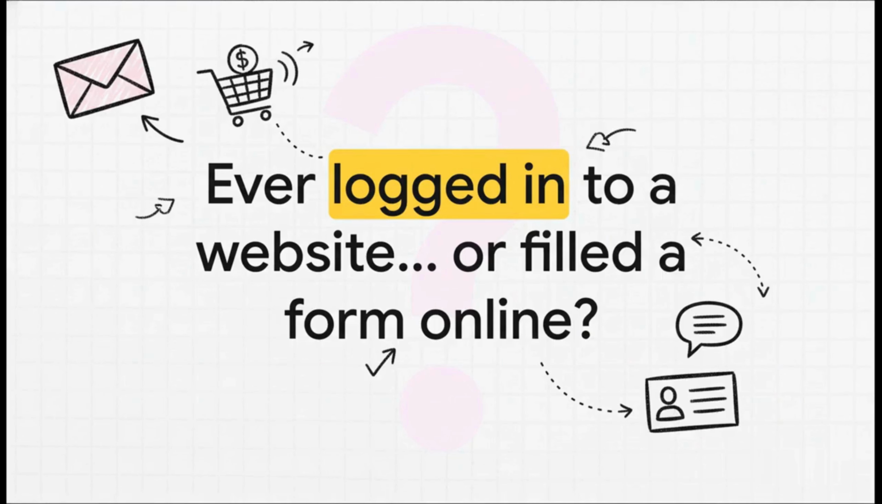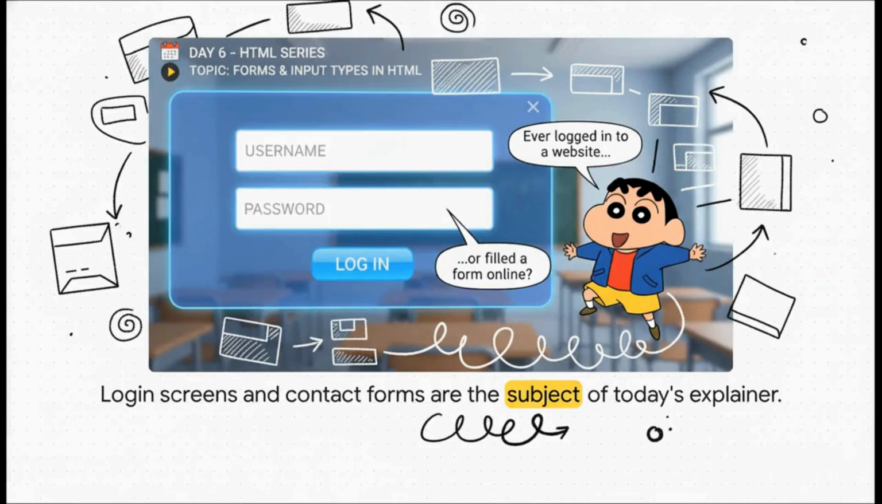Of course you have, right? Think about it. Logging into your email, buying something online, even just sending a quick message, you're doing this all the time. You're constantly interacting with these things. They're so common, we just don't even think about them anymore. Yeah, those simple little boxes for your username and password, or your name and email, they're all part of this one really brilliant system. It's what makes the web a two-way conversation. And that's what we're going to break down today, exactly how it all works.